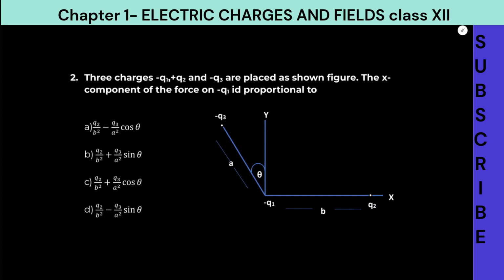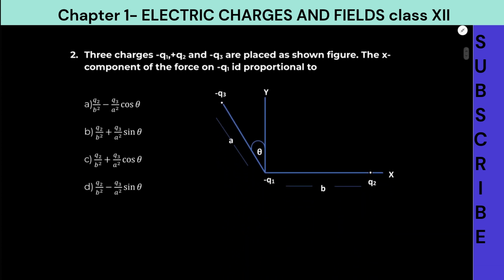The question says 3 charges are there: minus Q1, which we can locate here, plus Q2, which is over here as you can see, and minus Q3, which is over here, as shown in the figure. Now it is saying the x component of the force on minus Q1 is proportional to something. So we have to find the x component of the force acting on minus Q1.